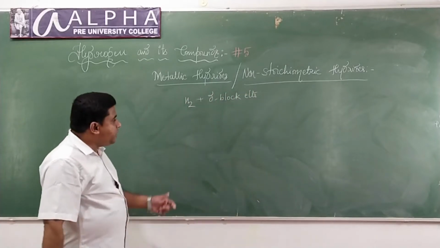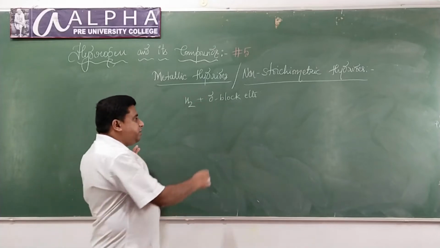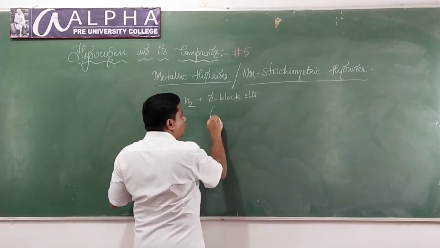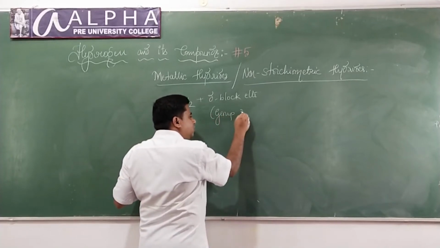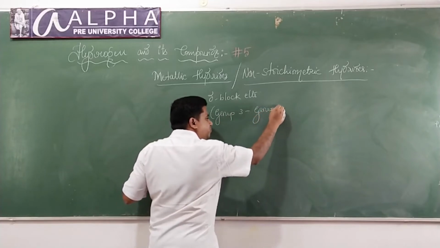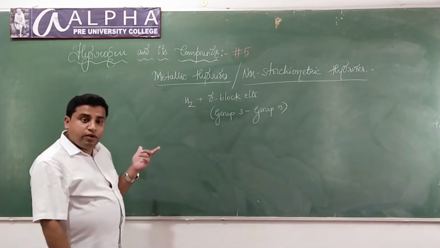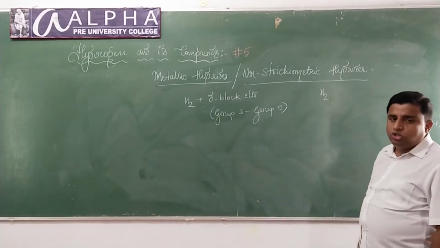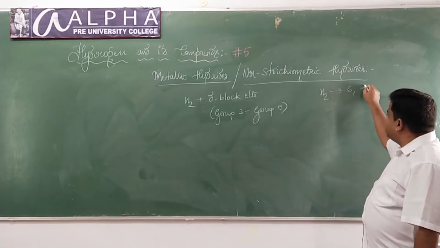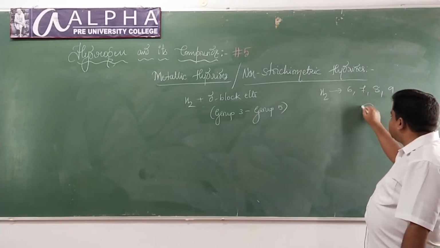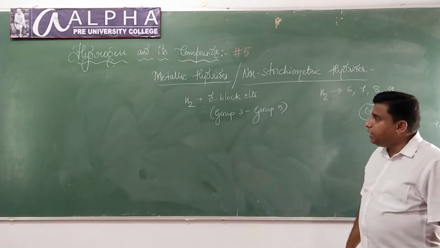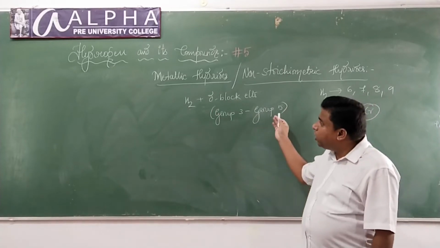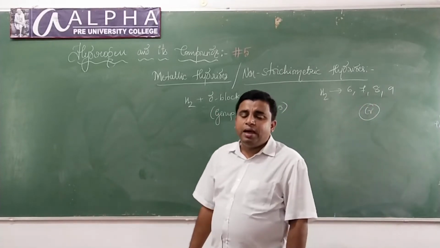when hydrogen combines with D block elements from group 3 to group 5, I have told you, hydrogen does not react with the elements of group 6, 7, 8, 9 except chromium. That is why, if hydrogen reacts with D block elements from group 3 to group 5, it will form metallic hydrides.